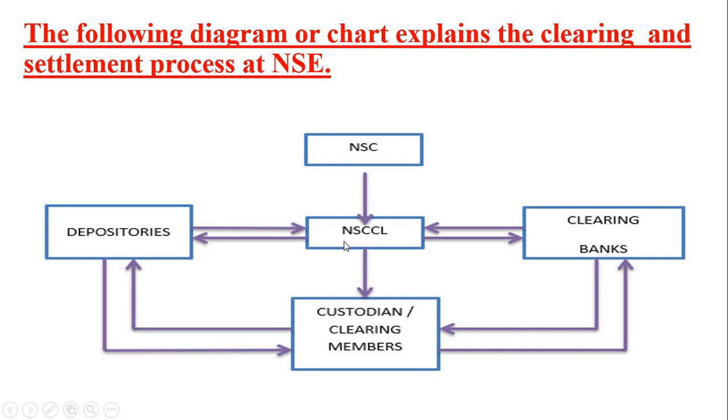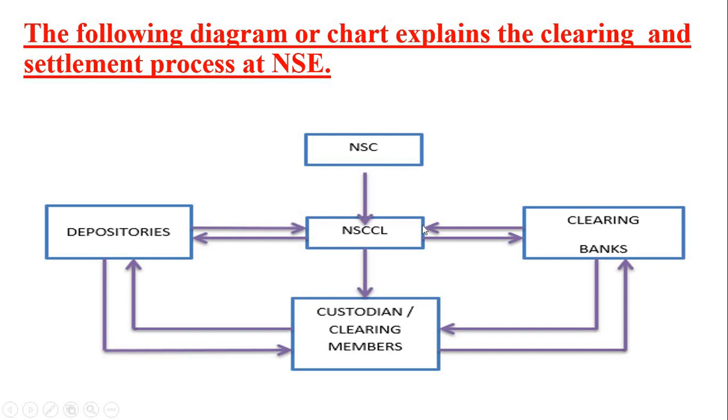The next step is the depository informs custodians. This depository holds the investor securities in dematerialized form, right? The depository informs custodians or clearing members through the depository participant. Here the depository cannot work by itself, because a DP works on behalf of the depository and investors. Depository participant is nothing but an intermediary dealing between the investors as well as depositories.